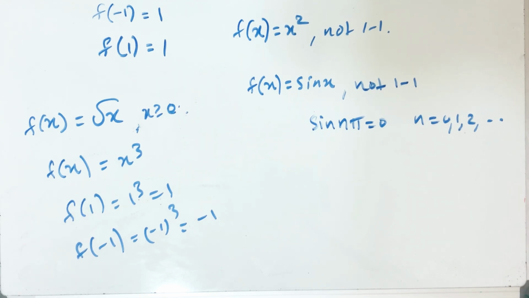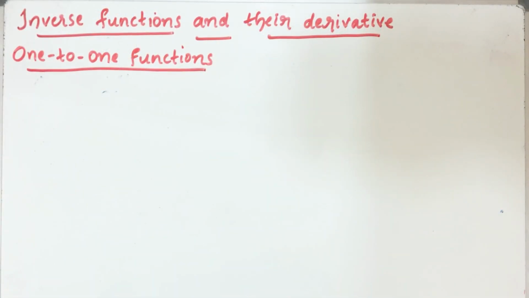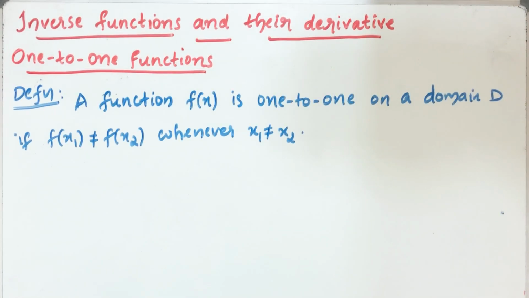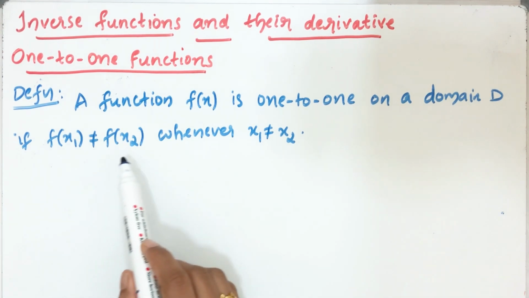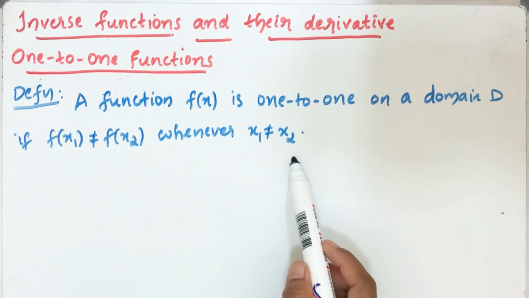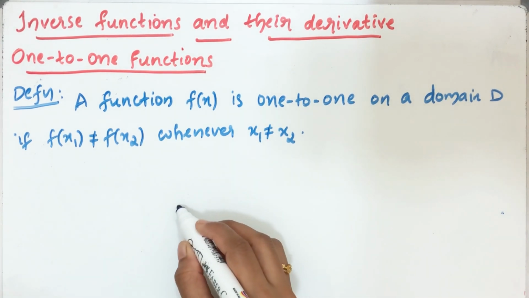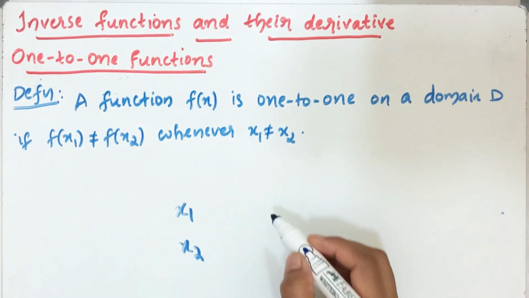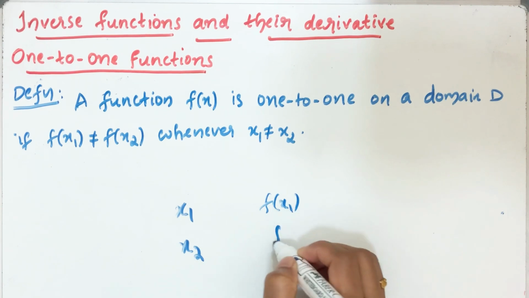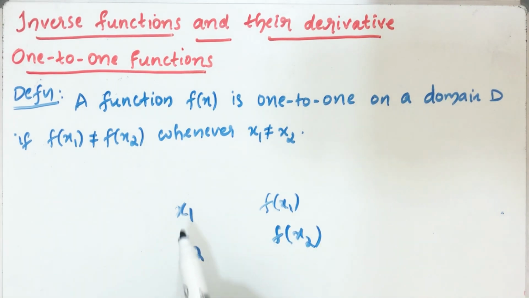So a function that has distinct values at distinct points is called one-one. Or we can say a function f(x) is 1 to 1 on a domain D if f(x1) is not equal to f(x2) whenever x1 is not equal to x2. That is, if we have two distinct points x1 and x2, that is x1 not equal to x2, then they have distinct images f(x1) and f(x2). That is, if x1 not equal to x2, then f(x1) not equal to f(x2).